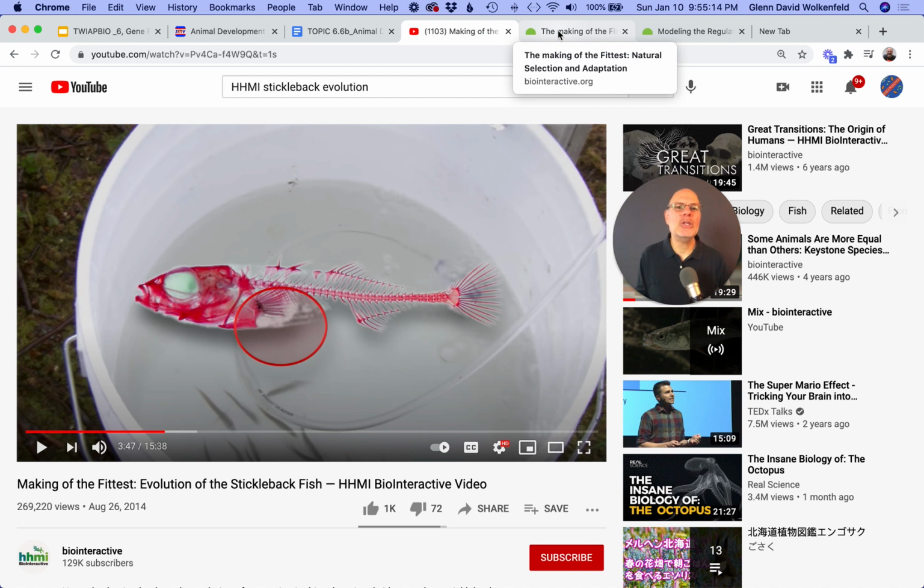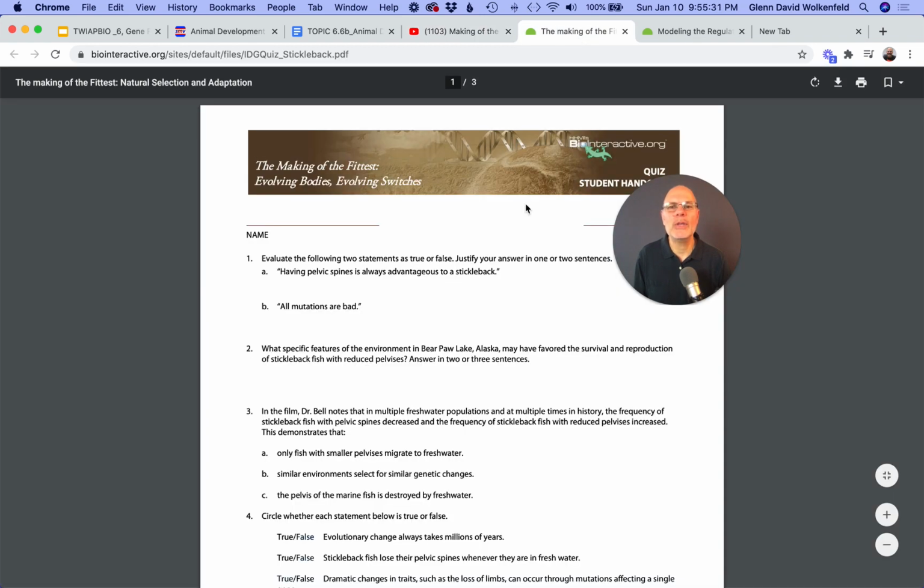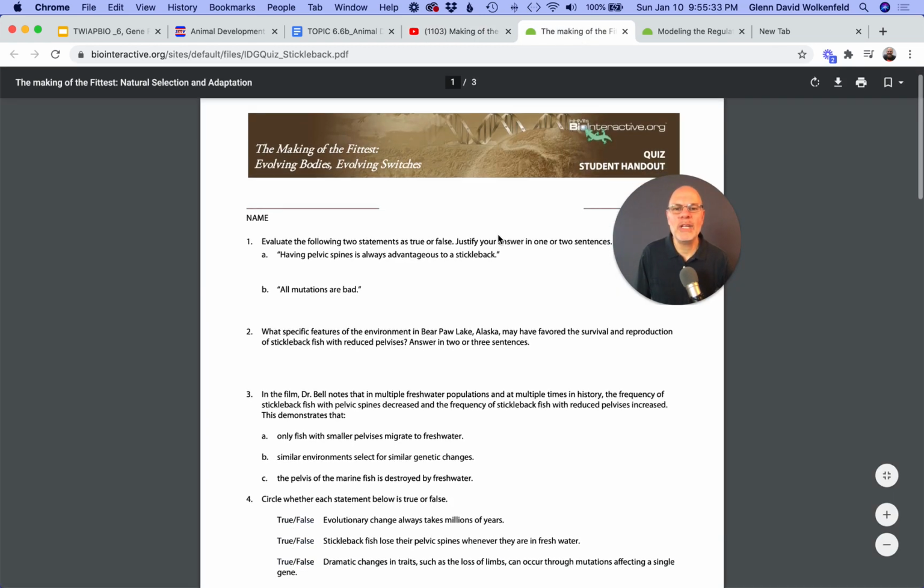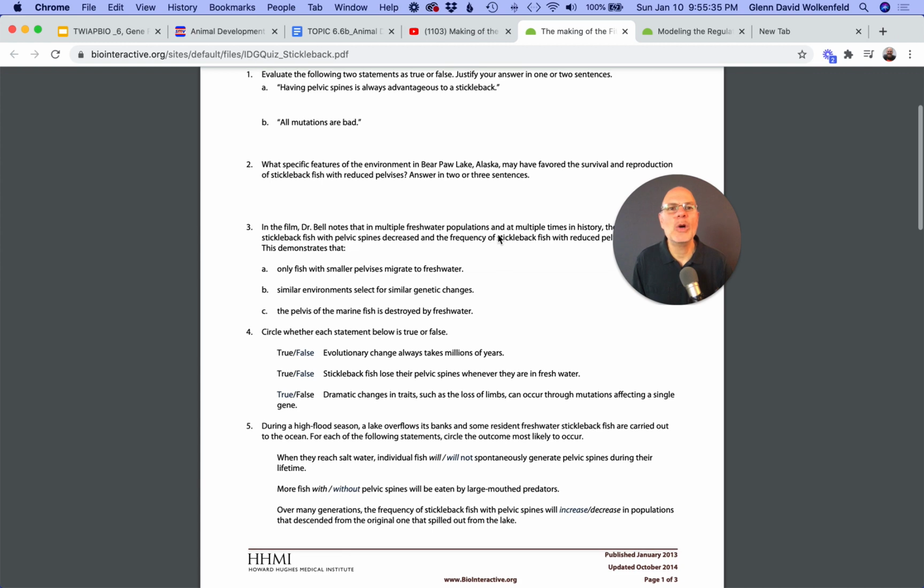And again, you can do so much. They have this entire stickleback lab at HHMI you can do where you simulate determining whether the fish have spines or not, and then you do a genetic analysis. I think there's even a little bit of chi-square that happens in there, though my students aren't ready for that yet. They will be soon. At the very least, show them the video and then have them do this video quiz.